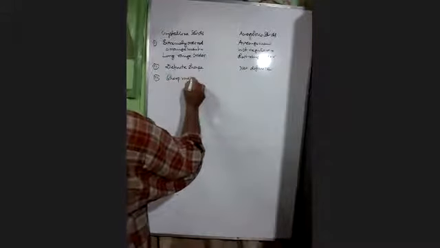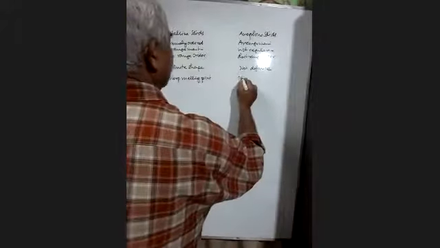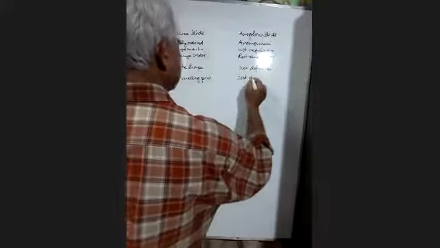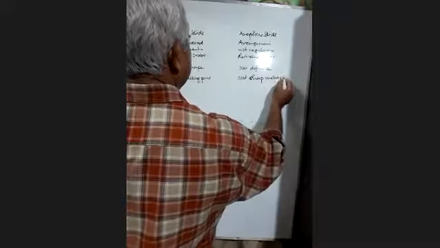Third, melting point. You'll find in melting point, in case of crystalline solids, they have sharp melting point, and here you'll find not sharp melting point. I'm going to explain to you why it is like this.